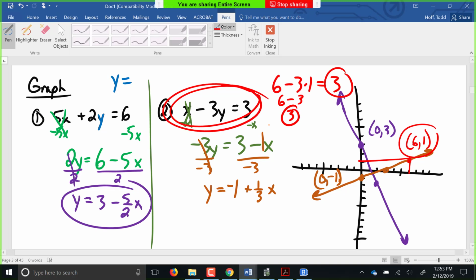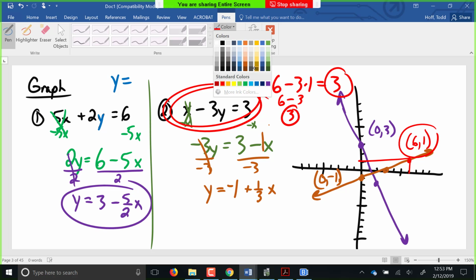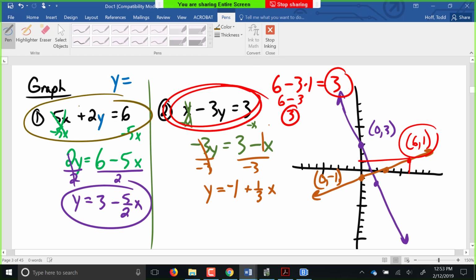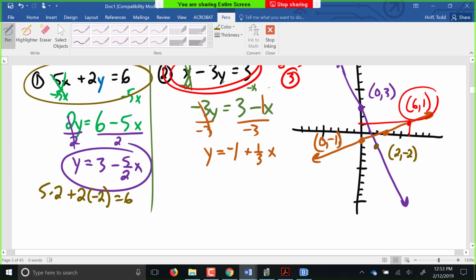Every point on the purple line will make this equation true. I have this point marked right here at (2, negative 2). If I try that in there, x equals 2, so that's 5 times 2, plus 2y becomes 2 times negative 2. Does that equal 6? Well, it sure does. 5 times 2 is 10. 2 times negative 2 is negative 4. 10 and negative 4 makes 6. Every point on that purple line will make this equation true.